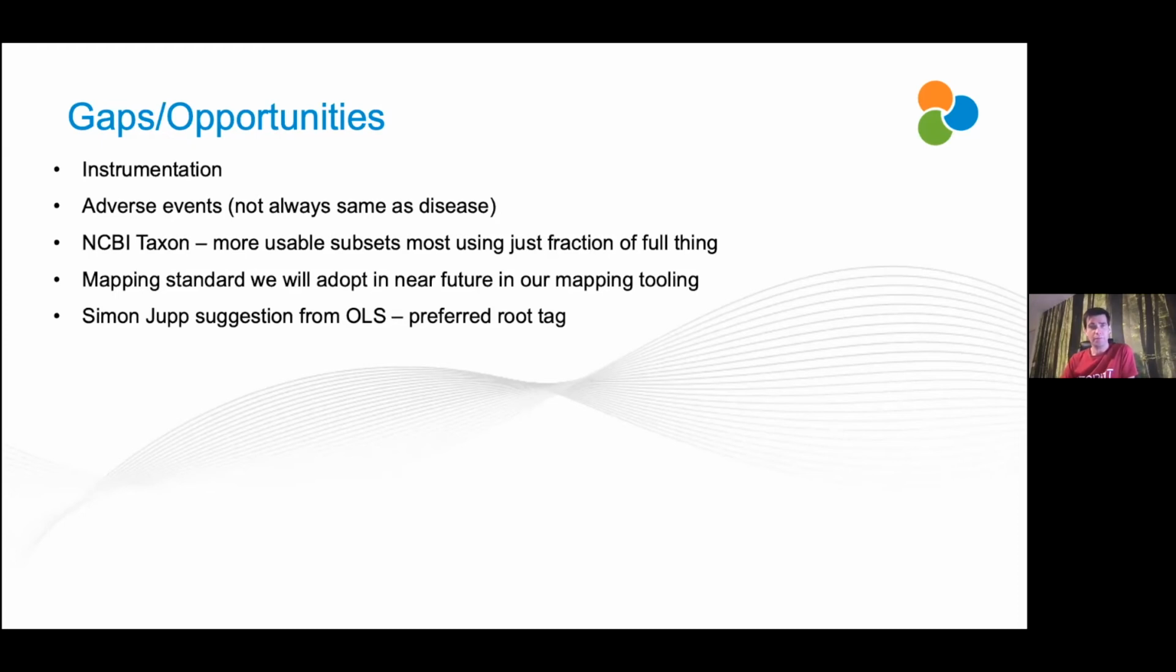NCBI taxon, I think more usable subsets. I seem to remember Bjorn had produced some really nice slim versions of NCBI taxon back in the OBO days. I think good subsets of that would be super useful if they don't exist, just because most of the time people are using a tiny fraction of the full thing. So I think that would be very useful.